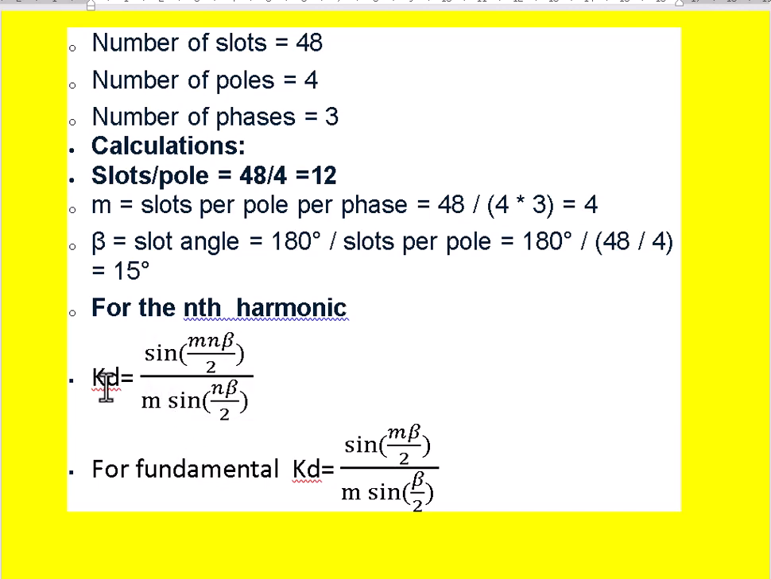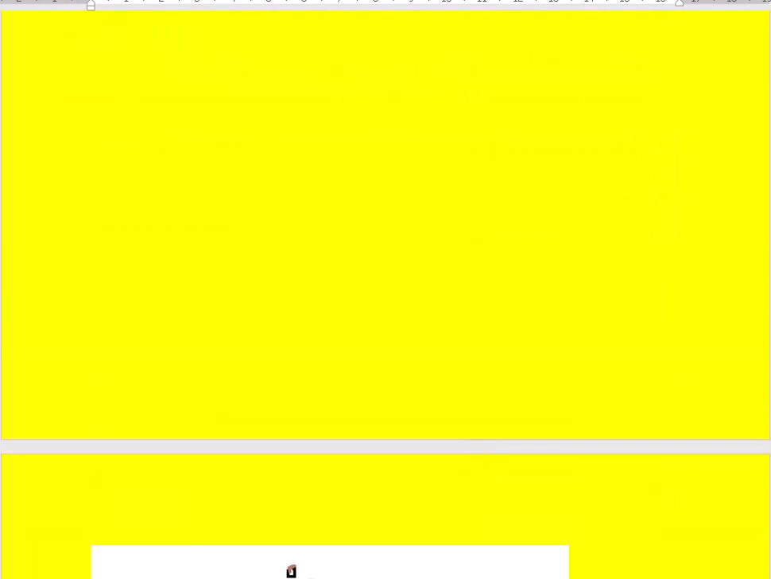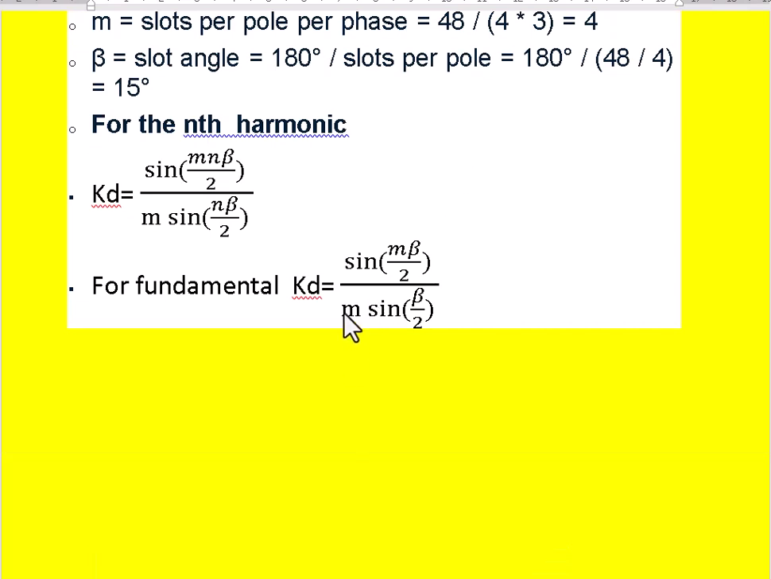Suppose we have the nth harmonic in the alternator. In that case, the distribution factor will be defined like this: sine of M n beta by 2 divided by M into sine n beta by 2. So for the fundamental, n is equal to 1, that is K_D is equal to sine M beta by 2 divided by M into sine beta by 2.